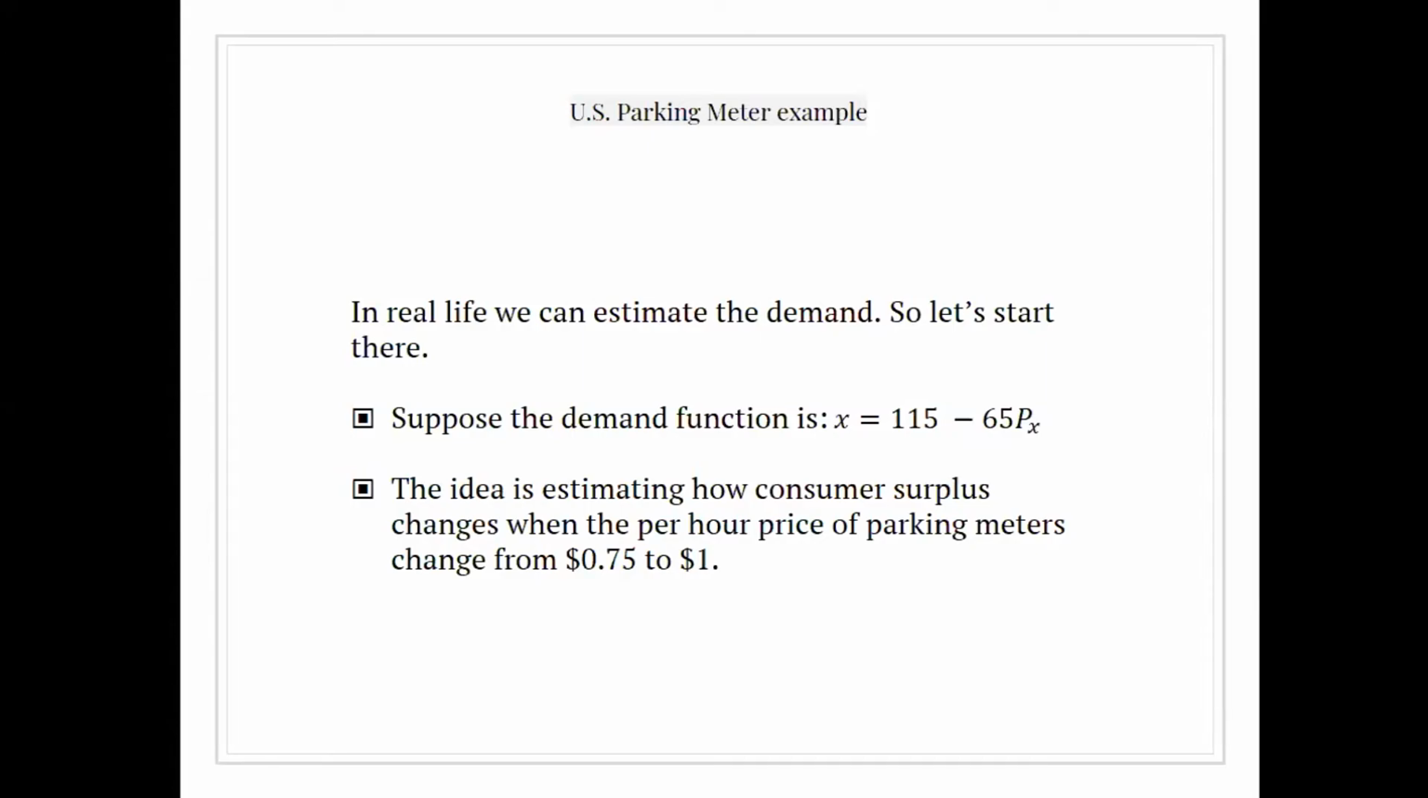But for the sake of this problem, let's suppose the demand function for parking meter spaces in a city like Chicago, where I used to study, can be modeled by this equation: X, the quantity demanded of spaces, equals 115 minus 65 times the price of the parking meter, PX. Basically, we want to understand what happens to the consumer surplus when the city government decides to increase the price of the parking meter per hour from 75 cents to $1.